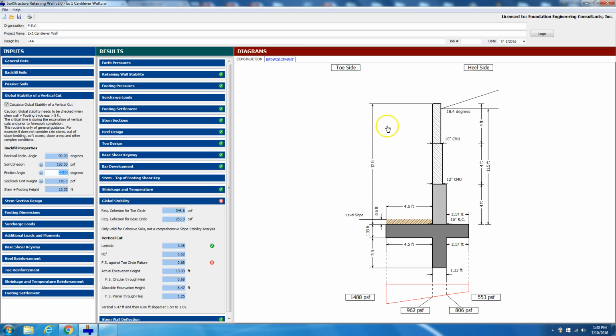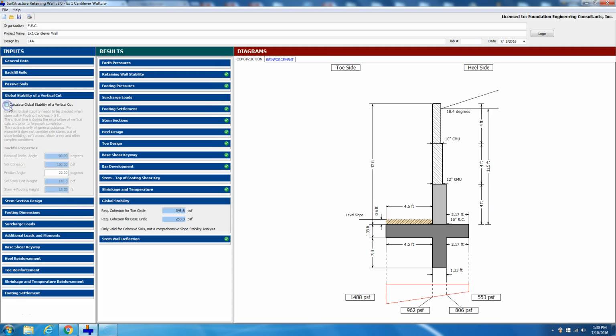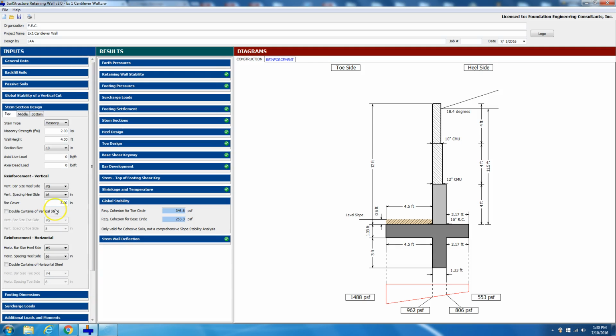So you may design everything to work out for a 12-foot cut, plus the footing, which is 1.33, but when you make the excavation, the allowable excavation height is only 6.47 feet. If you wanted to do shoring, that's another option. But if shoring is not in the budget, then you'll go up 6.47 feet, and then you'll lay back the remaining 6.86 feet at 1.5 to 1. So that's why we use that. So let's take that out and go to stem section design.